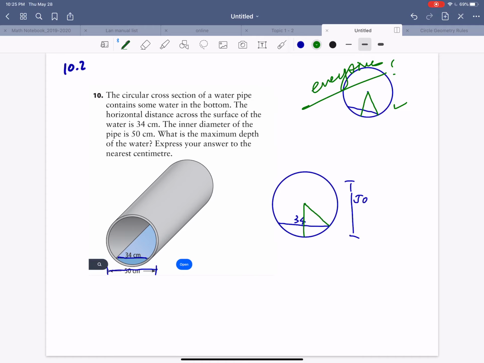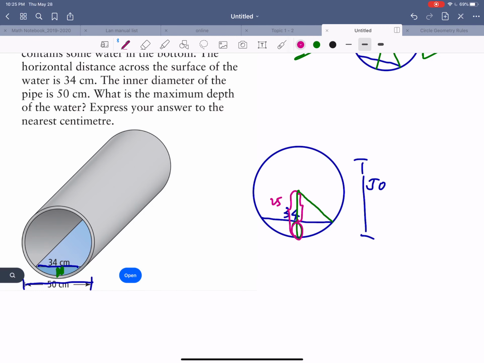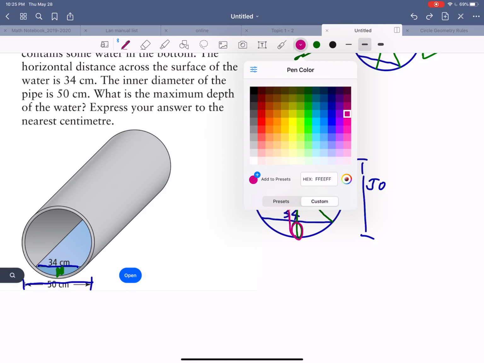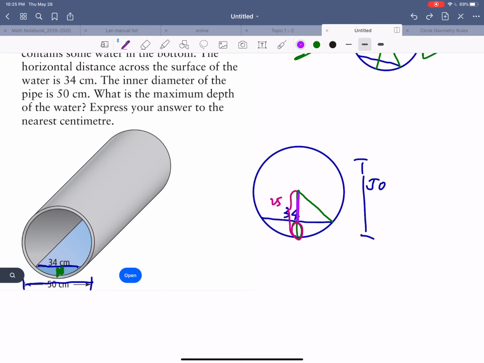So what are they asking you? What's the maximum depth of the water? So basically they ask you the depth of the water here. Okay, so ask yourself, do you know the entire length of here? Yes, because that's a radius, that's 25. Okay, that's just 25 here. If you want to know this part here, you can just go 25 subtracted by this part. But can you know this part here? I'm just going to label it with purple. So 25 minus the purple will give you the answer, okay?